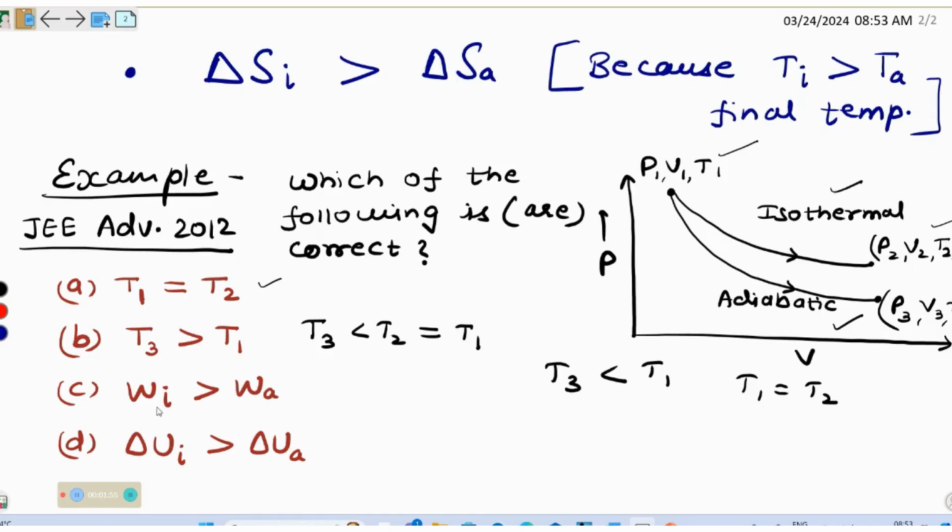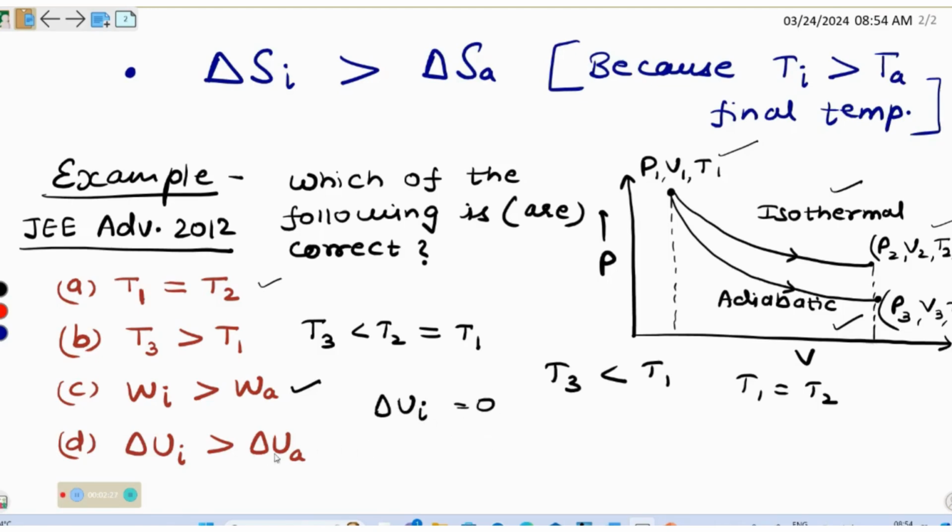The third option says work done in the isothermal process is greater than work done in the adiabatic process. Yes, because work done in isothermal expansion is greater due to the area under the curve. If you see, the slope is less, hence the area under the curve will be more for isothermal expansion than the adiabatic expansion. In the isothermal process, there is no change in internal energy because temperature remains constant. So delta UI, the internal energy change during the isothermal process, is 0.